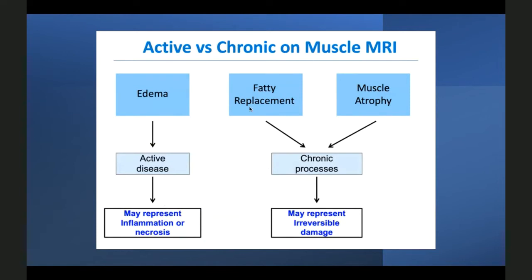And if we see fatty replacements or muscle atrophy, that means it is a chronic process and it may be irreversible at that point. My point being, if we do see edema in the MRI, that means it is active and we can be more aggressive in terms of immunotherapy if we see a lot of edema as compared to the fatty replacements.